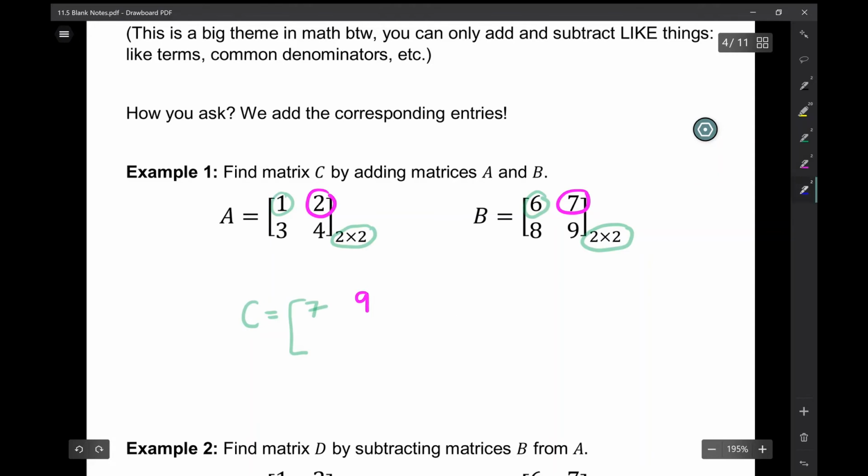I'm going to add first column second row to get 11. And finally, second column, second row, second column, second row to get 13. And there's my new matrix C. It is the sum of A and B, and it also is 2 by 2.